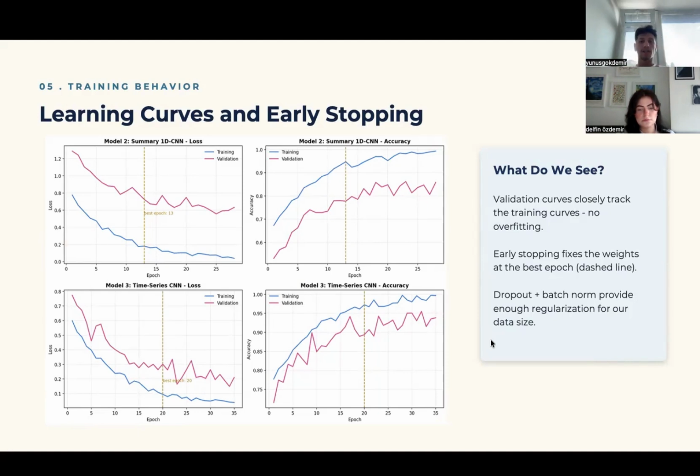The dashed vertical line marks the epoch chosen by early stopping. That's the point whose weights we kept. So this slide is really the visual proof that the regularization tools we discussed, dropout, batch normalization, and early stopping, are doing their jobs for a dataset of our size.